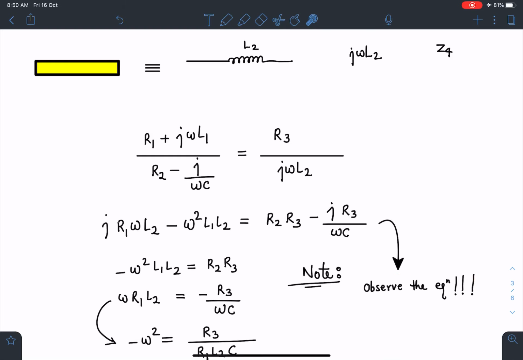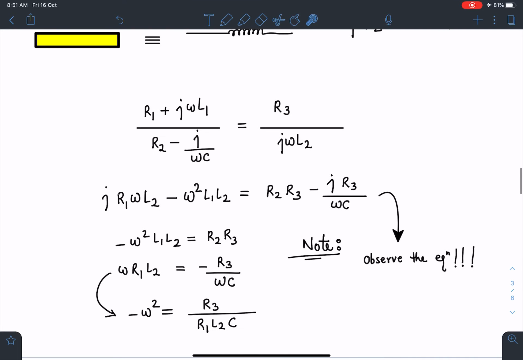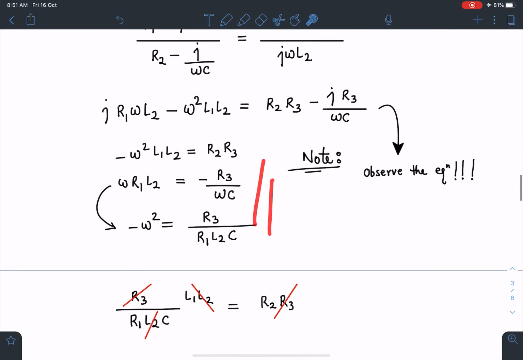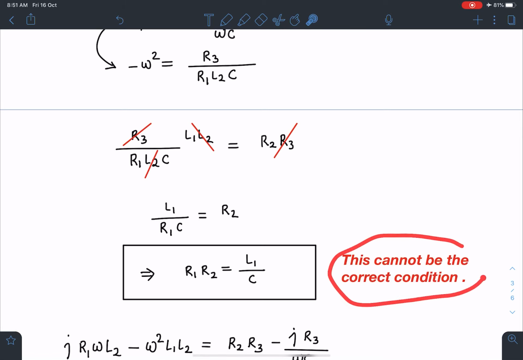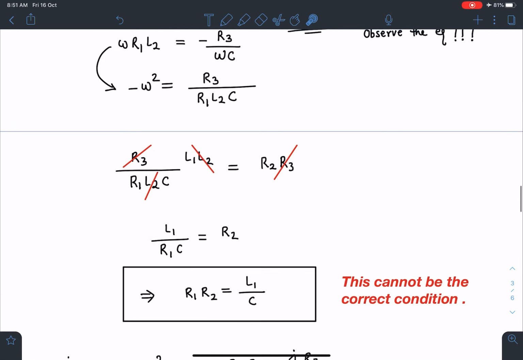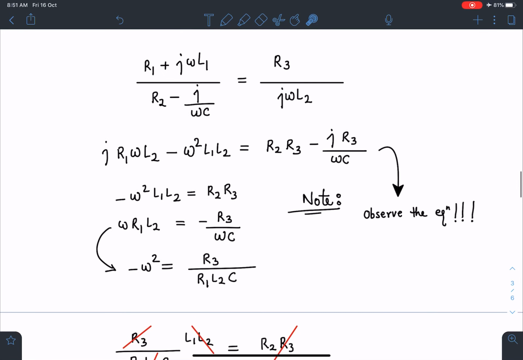Observe this equation. Prima facie, if you start solving just by comparing coefficients, you get a positive answer, something like this. A very nice answer will come, that is R1 R2 is equal to L1 by C. But I have written here that this cannot be the correct condition. So in order to find that, let's check why it is not possible.